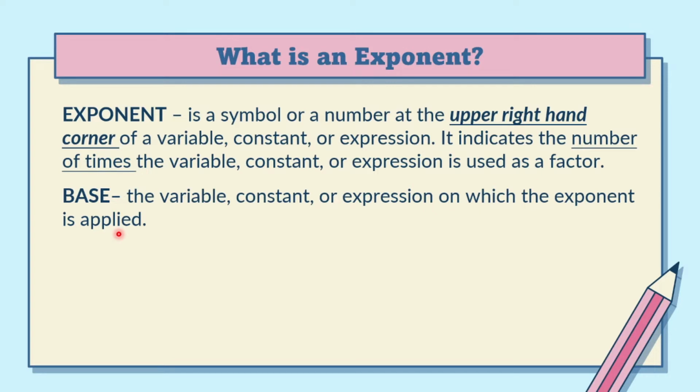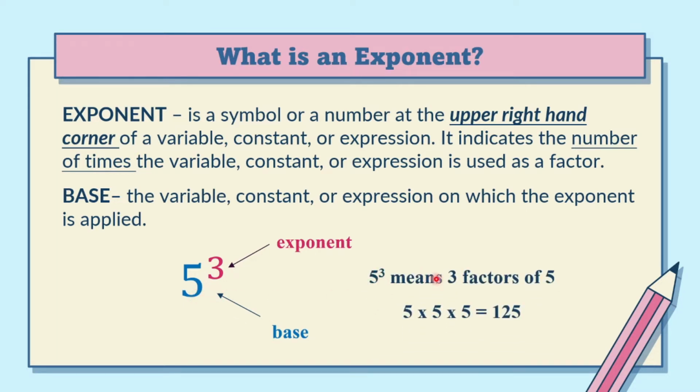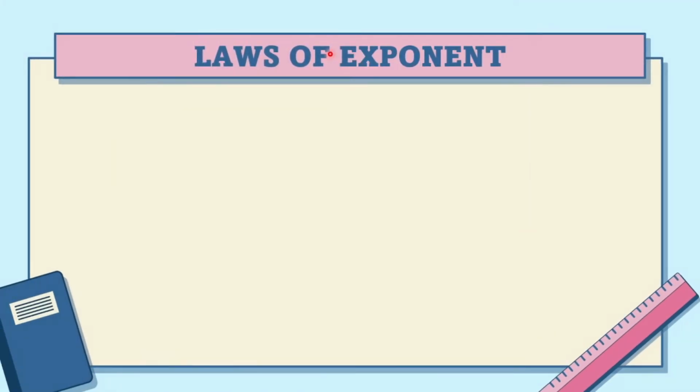Okay, so example of this is 5 cubed. So the exponent here is 3 and our base is 5. Meaning to say, 5 cubed means 3 factors of 5. And ang ibig sabihin nito is 5 times 5 times 5 or tatlong beses na 5 and it will result to 125. So may iba't ibang mga laws of exponent.